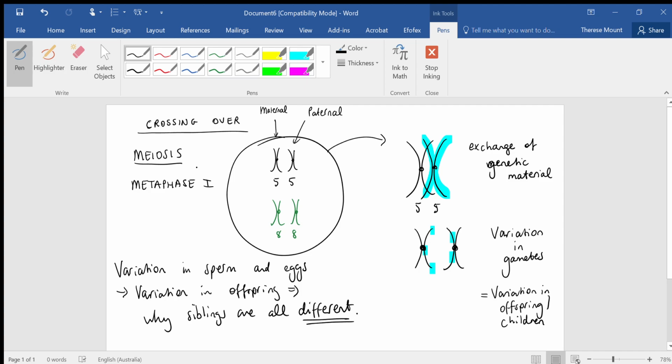Okay, so basically crossing over, homologous chromosomes get so close together, they exchange genetic material. This leads to a variation in gametes, so genetic variation in gametes. All the gametes have a different combination of genes, and so this leads to a variation in offspring. So that's why you might look very different to your sister and might have different traits to your sister. So once again, crossing over leads to variation in sperm and eggs, which leads to variation in offspring.